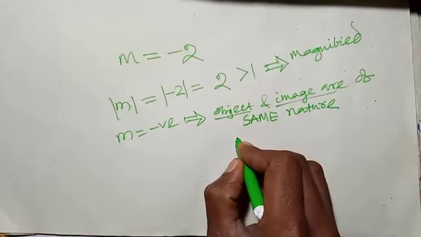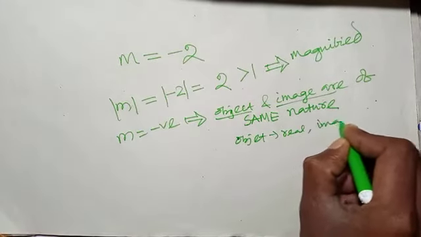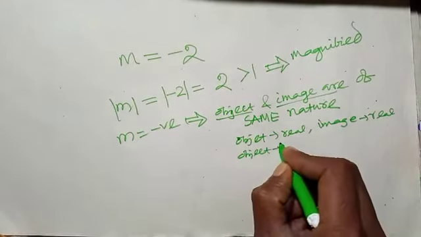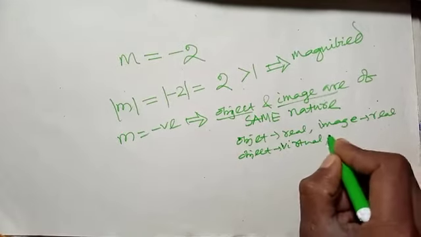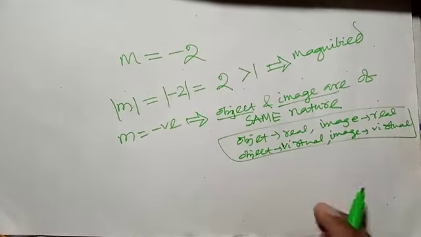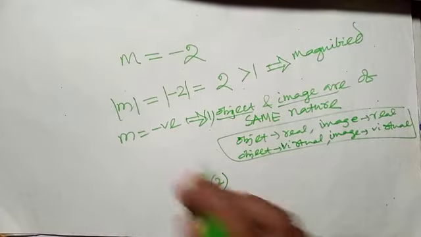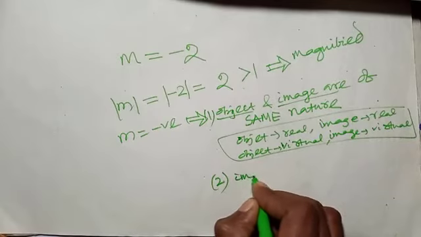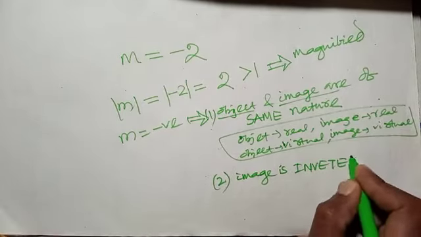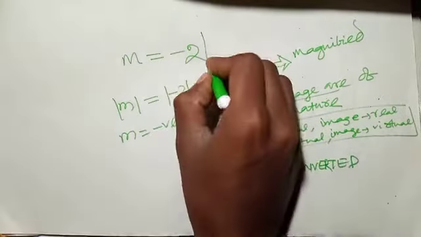Negative M indicates object and image are of the same nature. Same nature means when the object is real, your image will be real. Object virtual means image will be virtual. This is point number 1. And point number 2 says that negative M means the image is inverted. These are the conclusions that we get from the value of M.